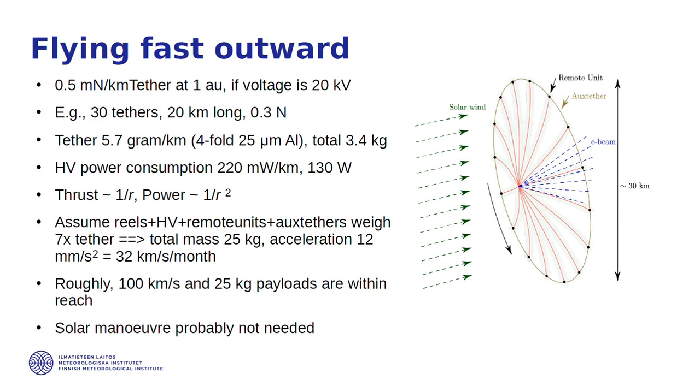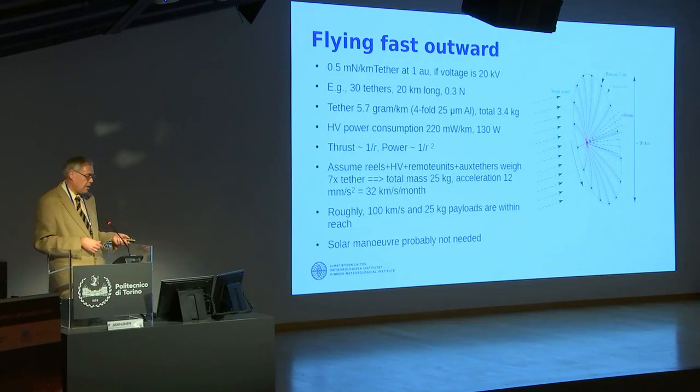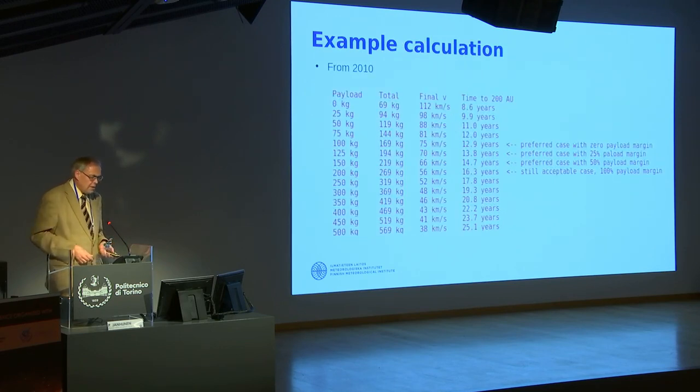And here again, it's noteworthy that because the thrust scales as 1 over distance, not as 1 over distance squared, we actually can draw benefit from this solar wind propulsion in these kinds of cases where we are flying outward from the sun. Here is another calculation which I made back in 2010.